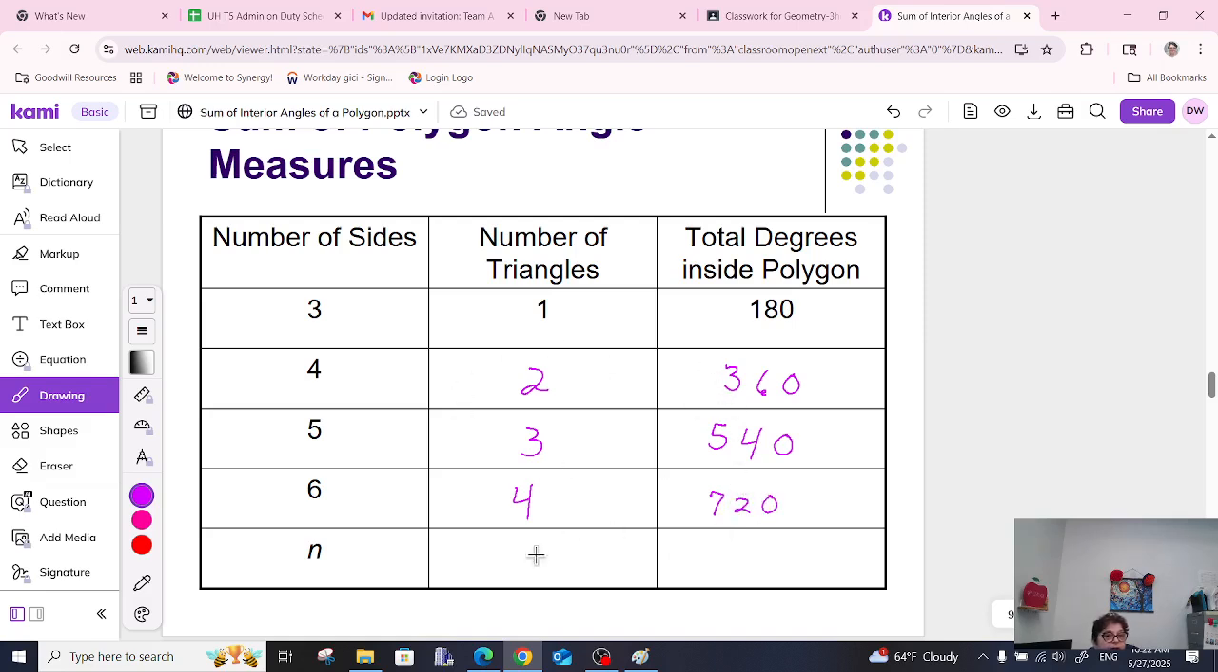And from this pattern, we figured out the formula. The number of triangles would be the number of sides minus 2. And then I multiply this times 180. This is called the sum of interior angle formula. That's what that's called. Sum of interior angle formula.